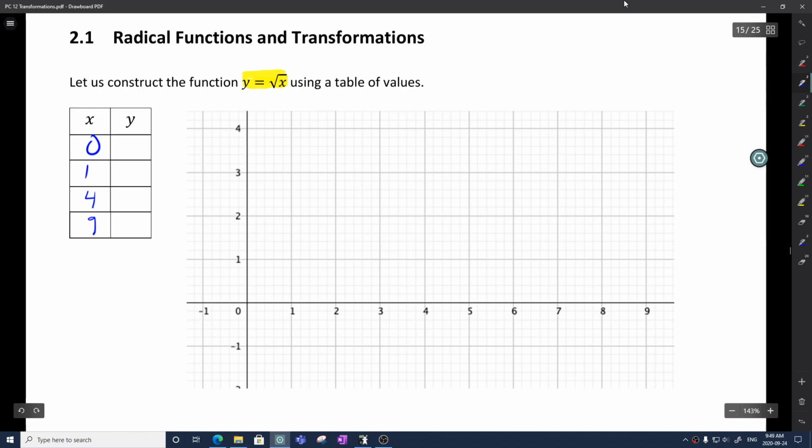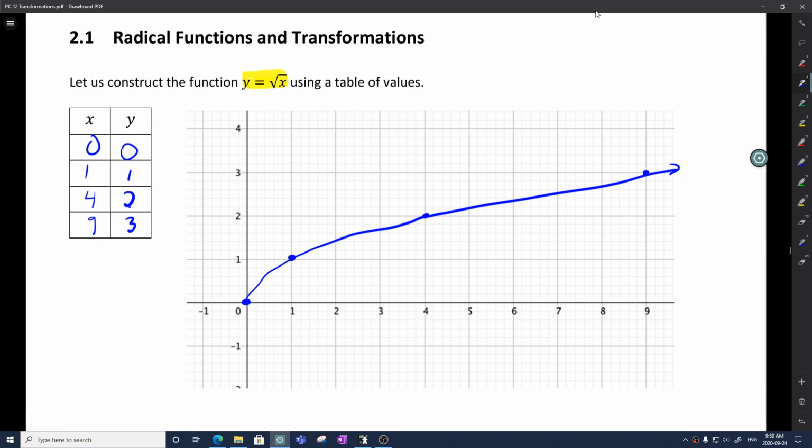Now, these are not mathematical language, "square rootable." So the square root of 0 is 0, square root of 1 is 1, square root of 4 is 2, square root of 9 is 3. So I'm just going to graph that as a function. I put my points down. There we have it. Now I'm going to connect the dots. And ladies and gentlemen, that's what the square root function looks like.